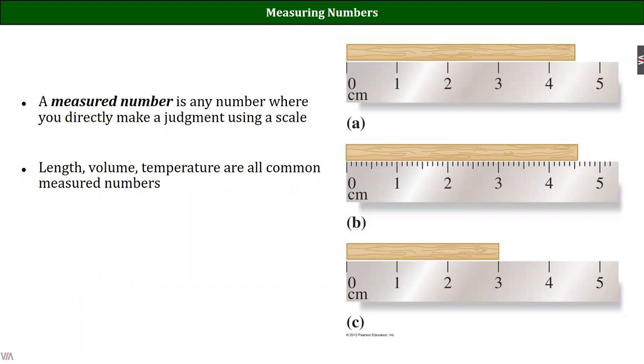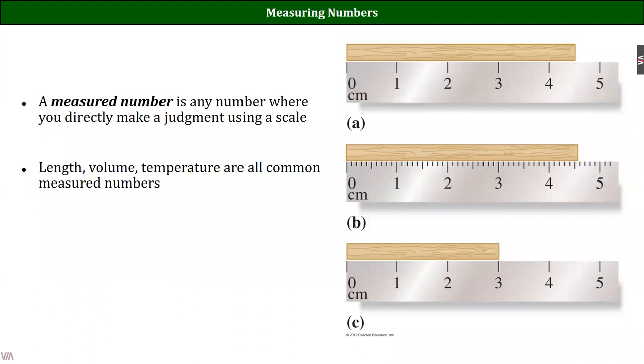If we change the ruler, same piece of wood, let's look at... sorry, go ahead. So when you make a judgment call, do you want it to be lower or higher? You're assuming that sometimes you're going to be high and sometimes you're going to be low, but it'll average out.